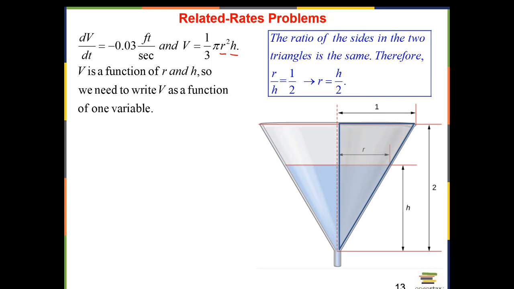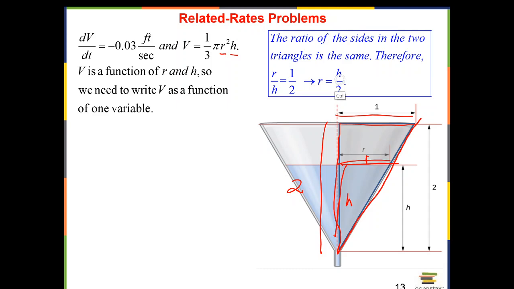To do that, we come over here and we realize, and that's why you have to draw a figure, that this big triangle and this smaller one here are similar triangles. In similar triangles, the ratios of corresponding sides are equal. So that means in this big triangle, 1/2 is the same as r/h. So r/h is the same as 1/2. That's it. We got the relationship.